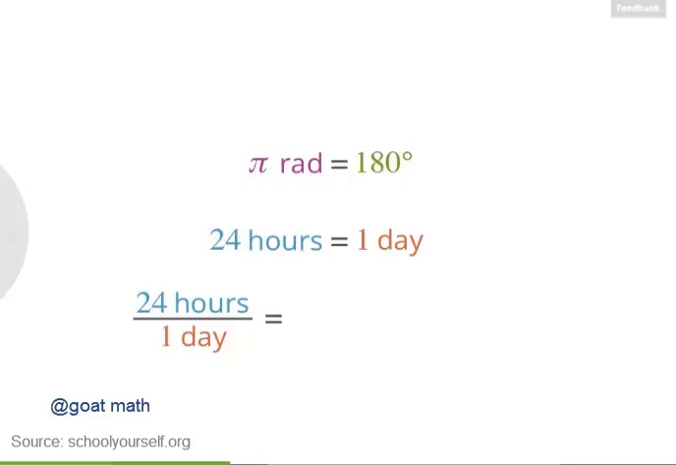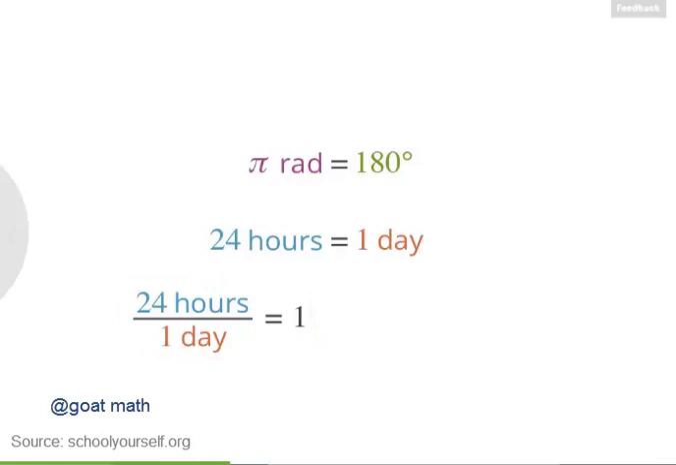What does this fraction equal? Well, since 1 day equals 24 hours, we can substitute 24 hours for the 1 day in the denominator. And now we have 24 hours in the numerator and the denominator, which cancel, leaving us with 1. So 24 hours divided by 1 day equals 1.